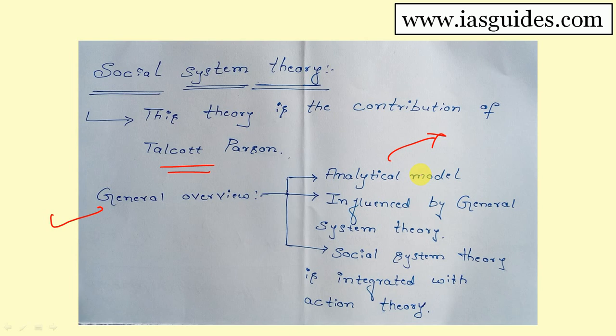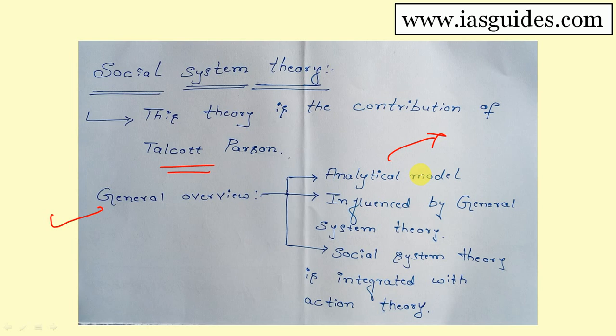The second point in the general overview is that social system theory is influenced by general system theory. General system theory is applied in biology and in various applied social sciences. That is what is known as general system theory, and it very much influences social system theory. That point you have to keep in mind.